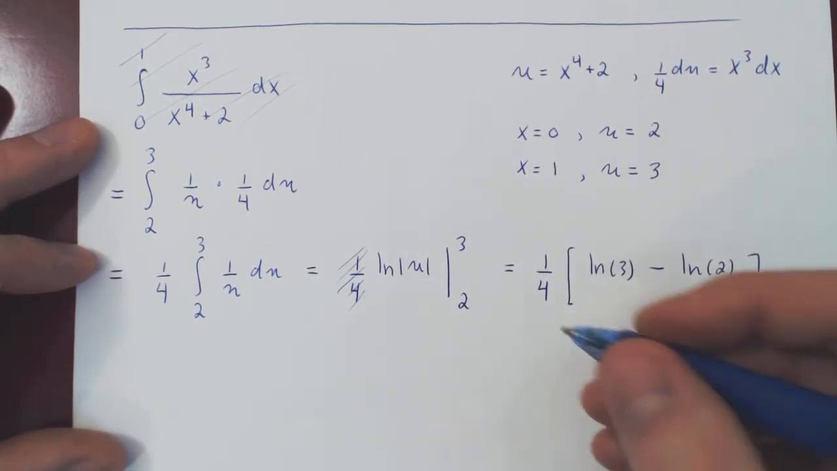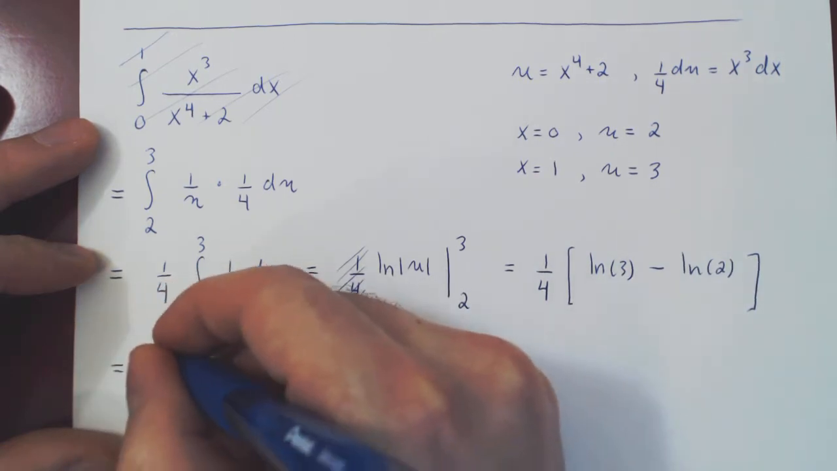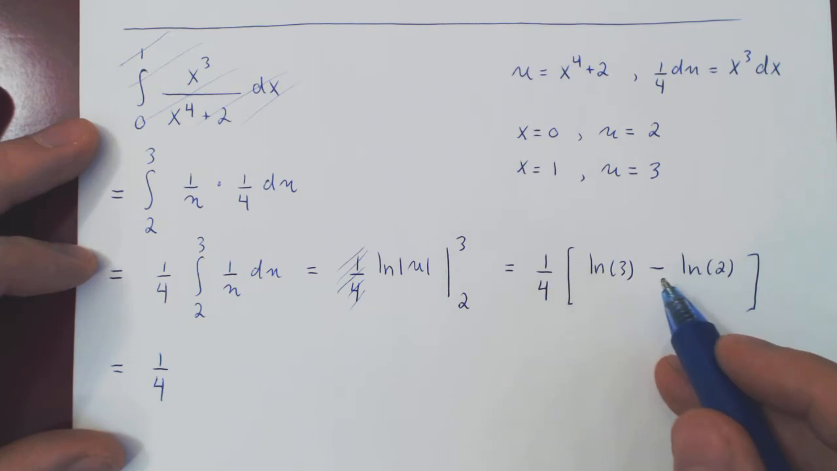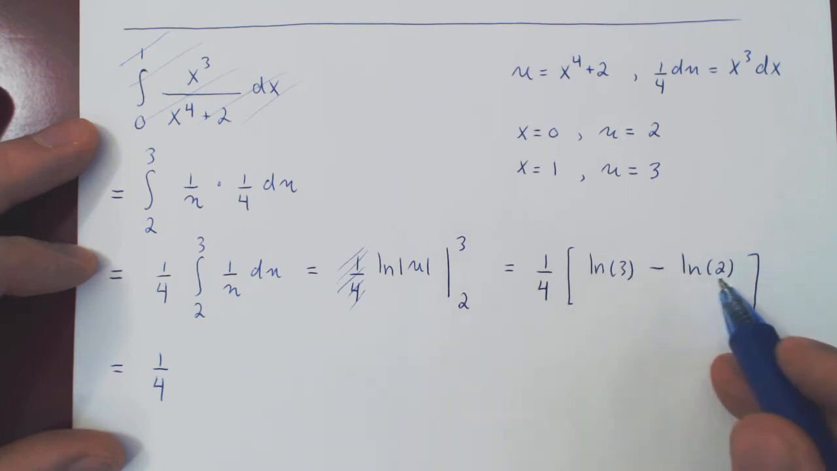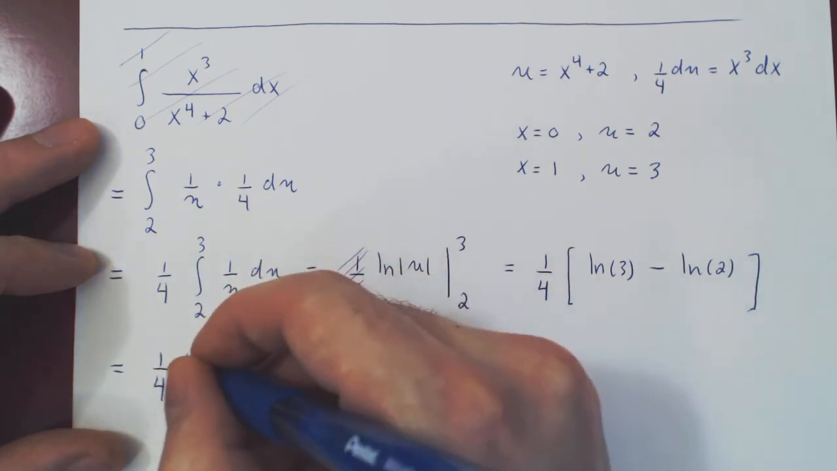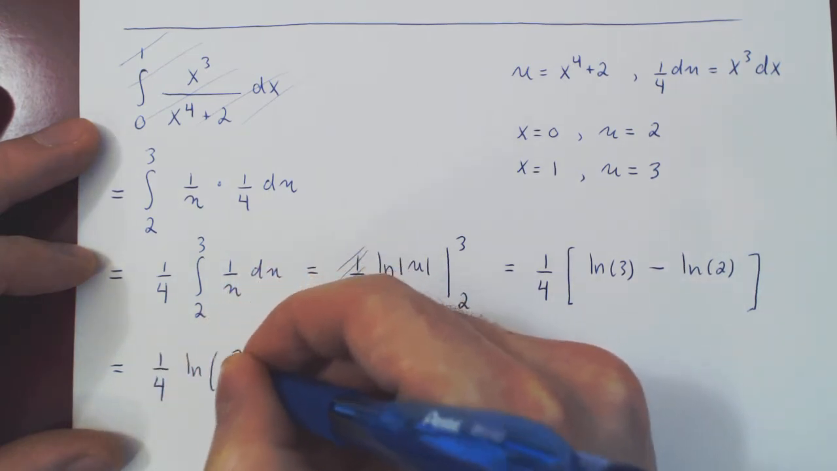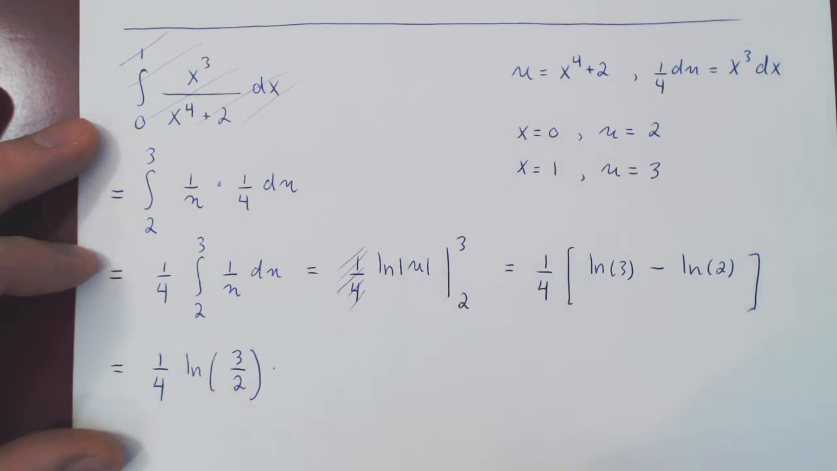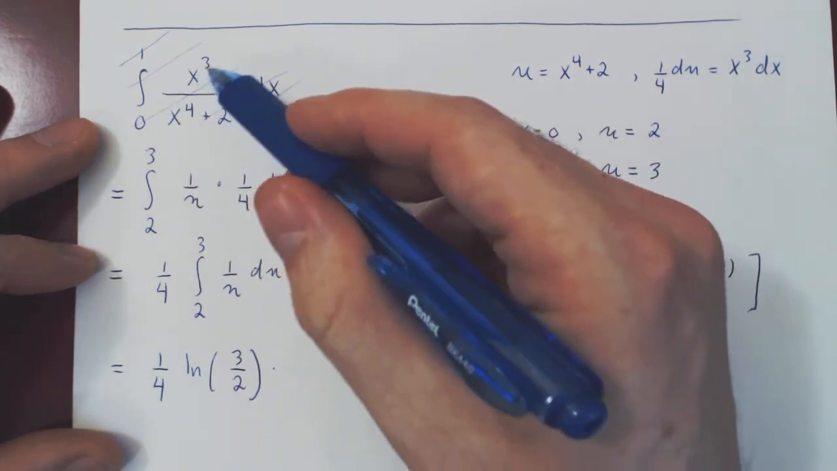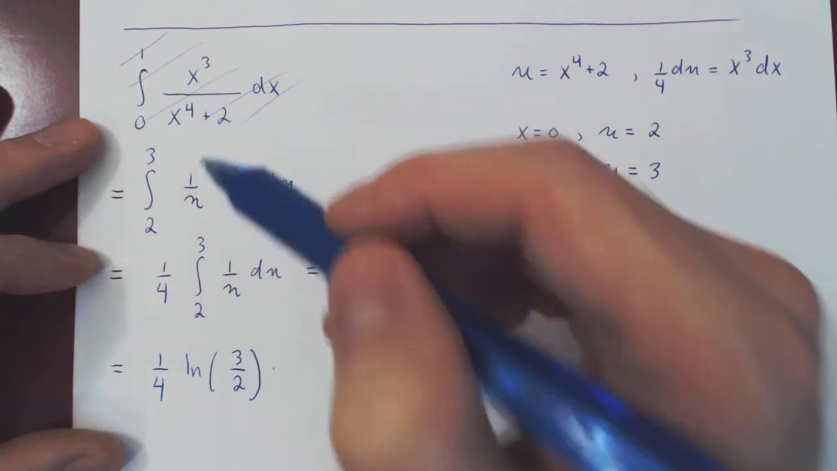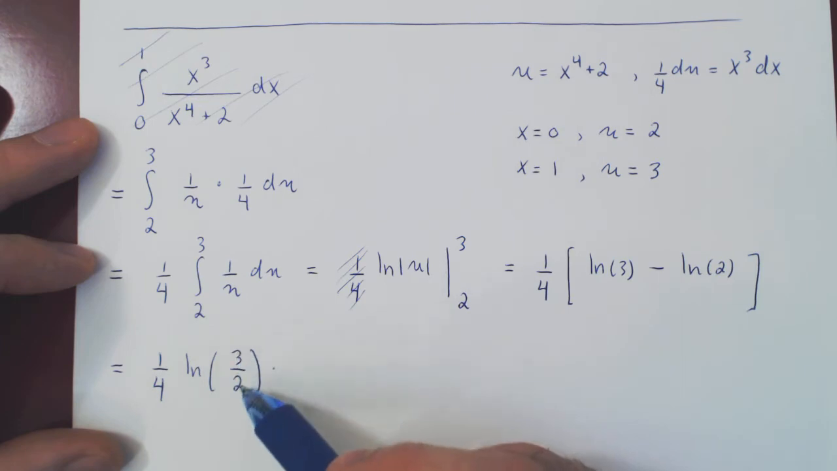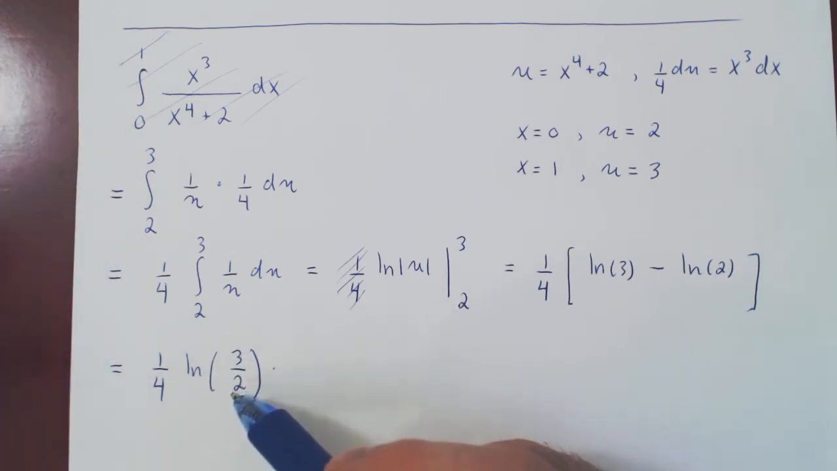One thing we can do is slight simplification using properties of logarithmic functions. Ln of a minus ln of b is ln of a over b. So ln of 3 minus ln of 2 is just ln of 3 over 2. And that is our final answer. So if you integrate from 0 to 1, x cubed over x to the 4 plus 2 with respect to x, the answer is 1/4 ln of 3 over 2, or if you prefer 1.5.